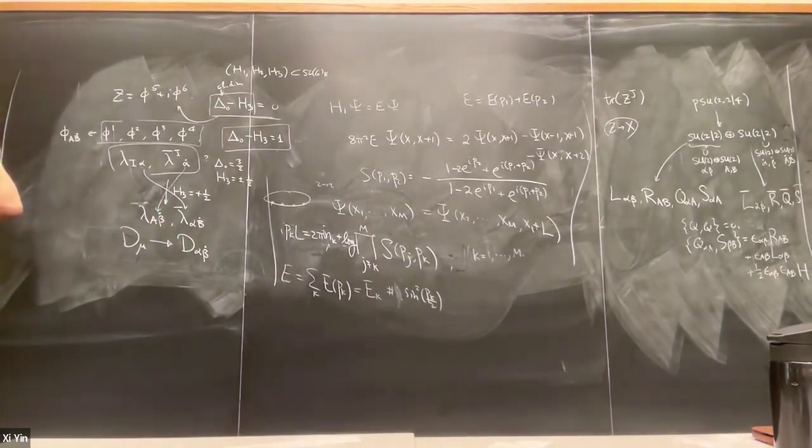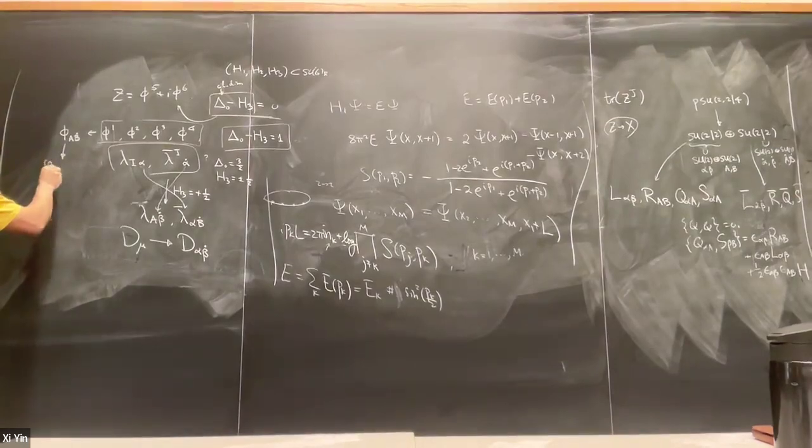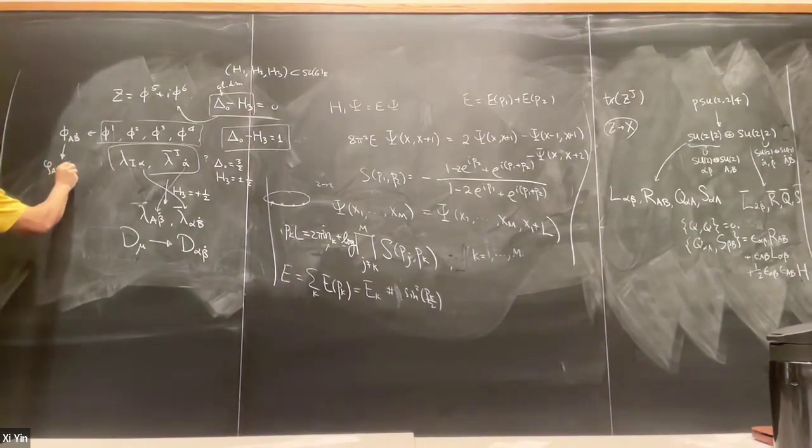Let me write this right here. It's going to be convenient to use a tensor product notation. I'm going to write this as phi A tensor with phi bar B dot.